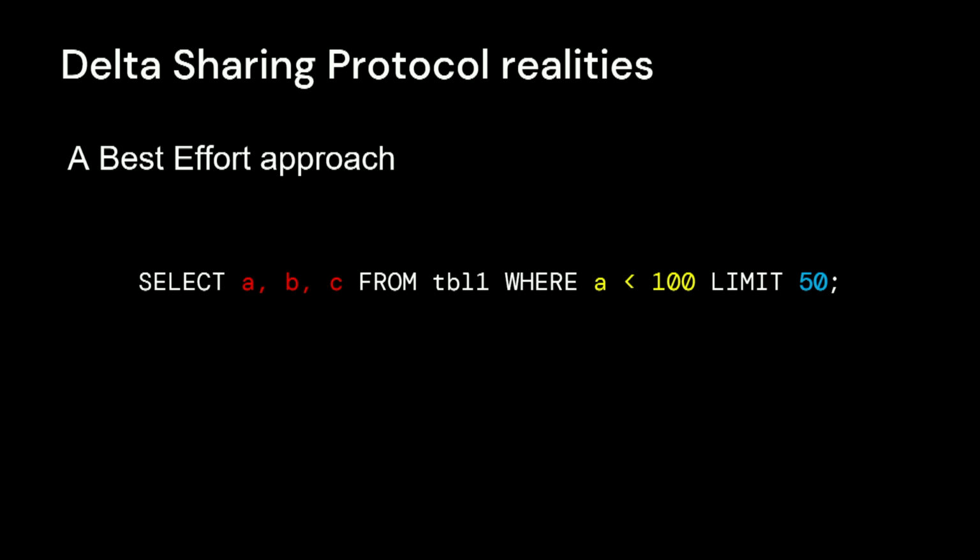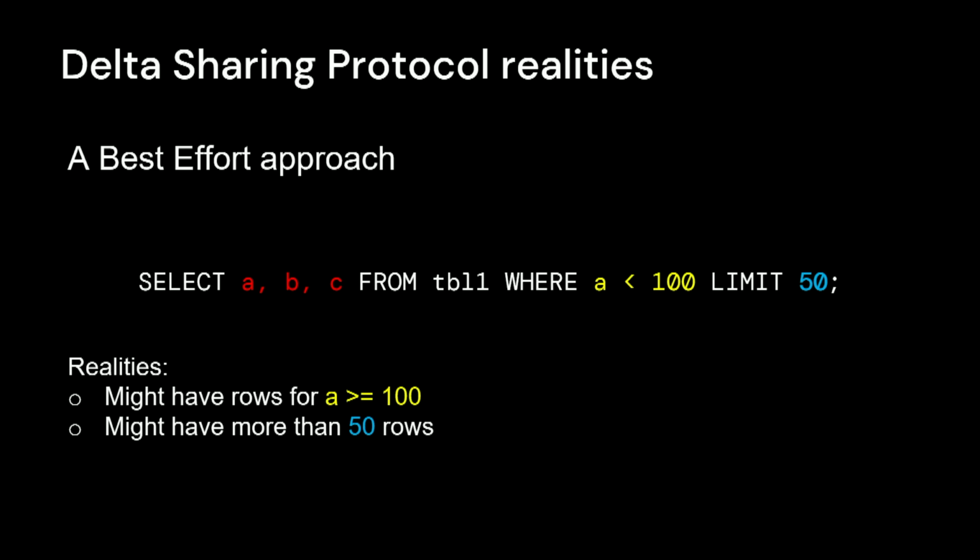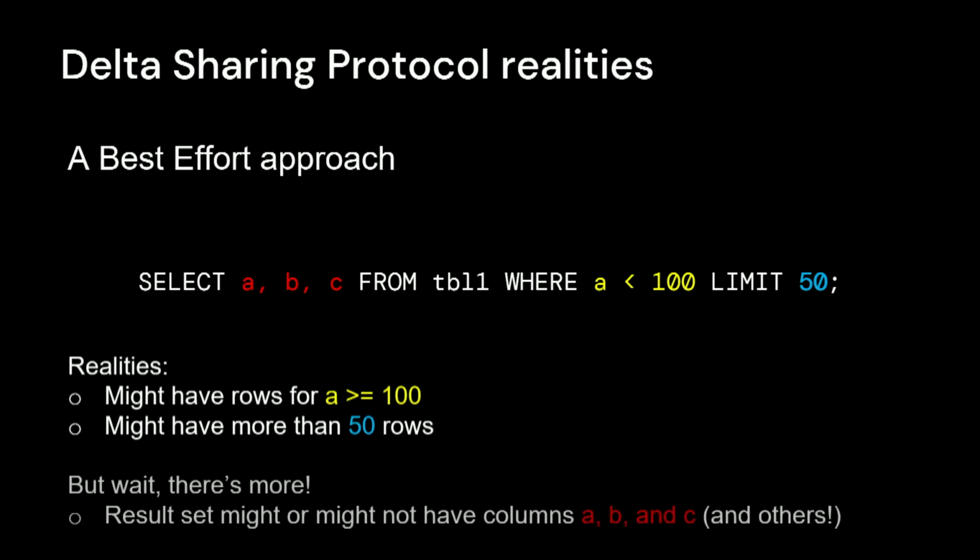Let's think about that in a real world sense. Same select statement. What might our expectations be? What's the reality that's met? Well, you might actually get some row level data where, in this case, A is greater than or equal to 100. Surprise. And you may also get more than 50 rows back. And the really interesting thing, it goes to the title of this particular session, is you might or might not get columns A, B, and C, and there could be some other columns too. But that's just something to embrace, and I'm going to show you how to deal with it.